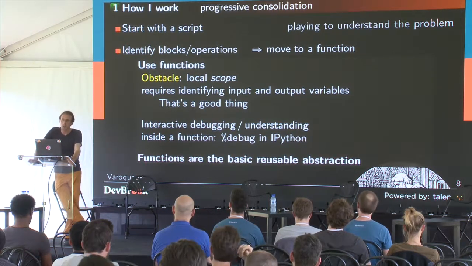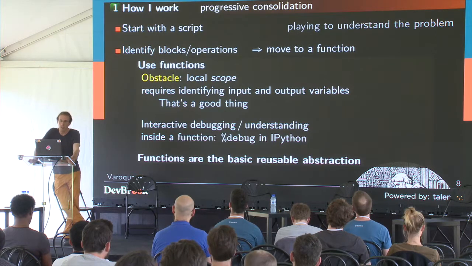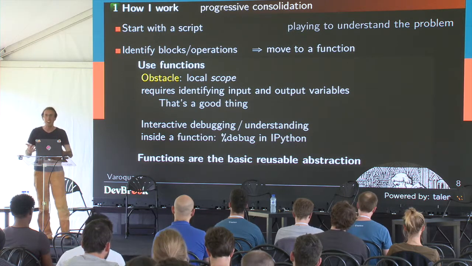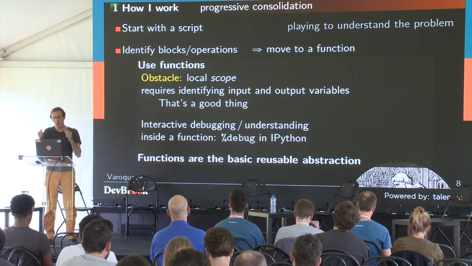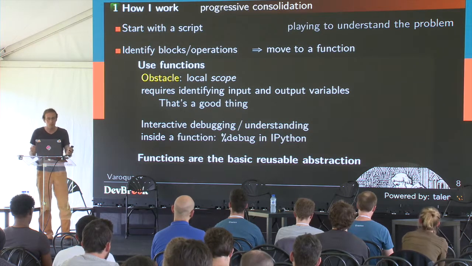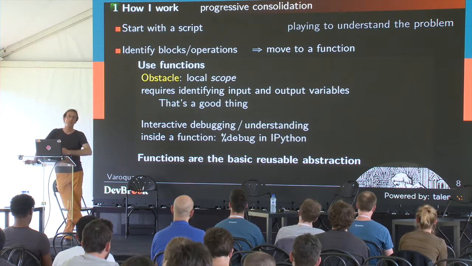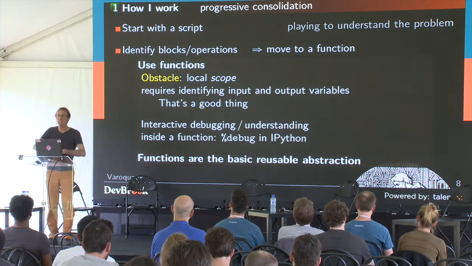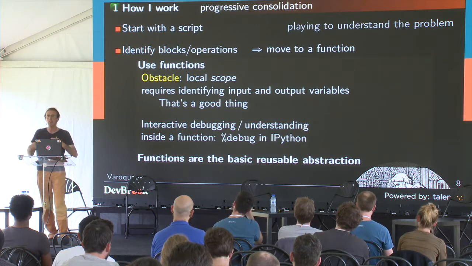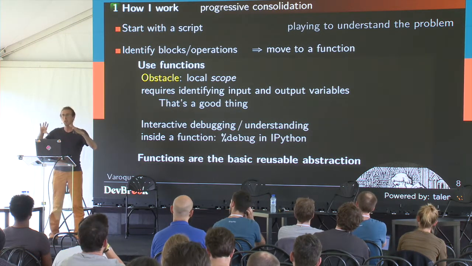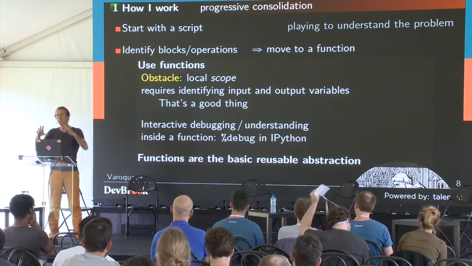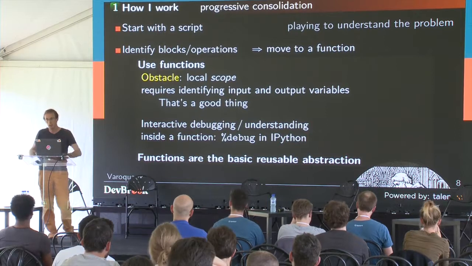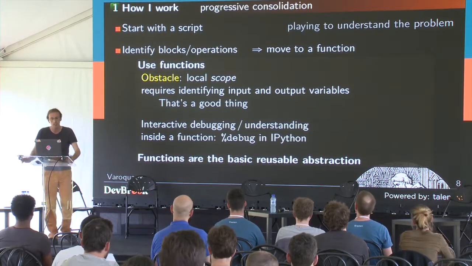I love functions because they define a local scope that is constraining, so that's a problem, but it requires me to identify input and output variables. And if you don't do this, you don't realize how constraining it is, because when you're playing around with your data, you're basically modifying everything. So the minute you move something into a function, you've got a cost that you're restricted. So this is actually good because it allows you to make this a reusable unit. Maybe I'm preaching to the choir if you're all developers, but it's not obvious when you're doing data science.